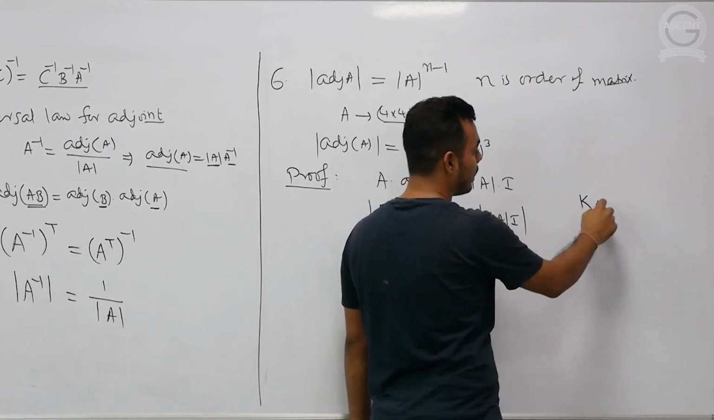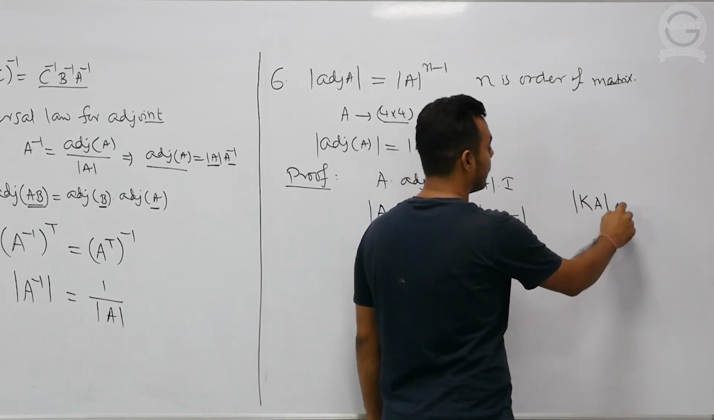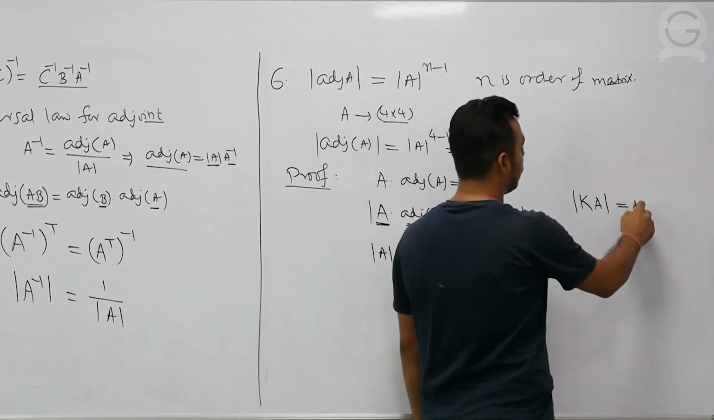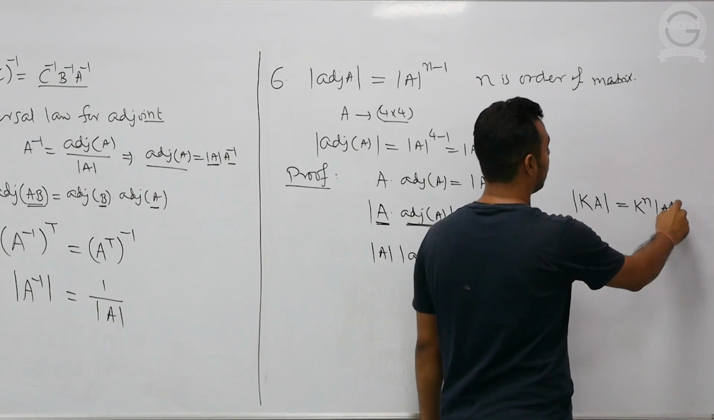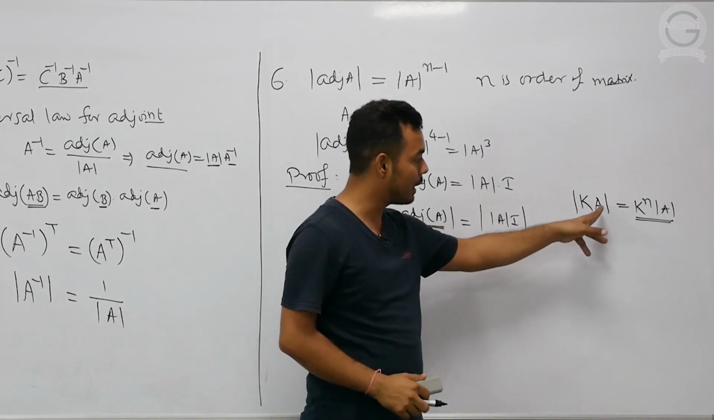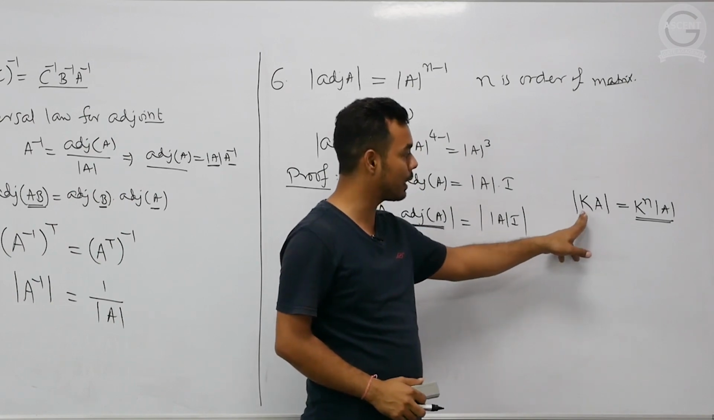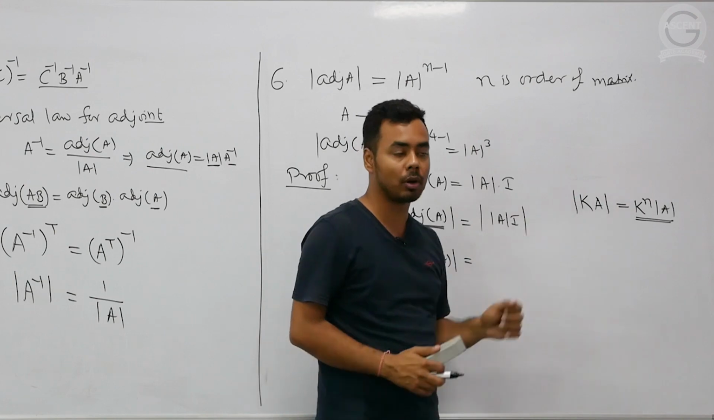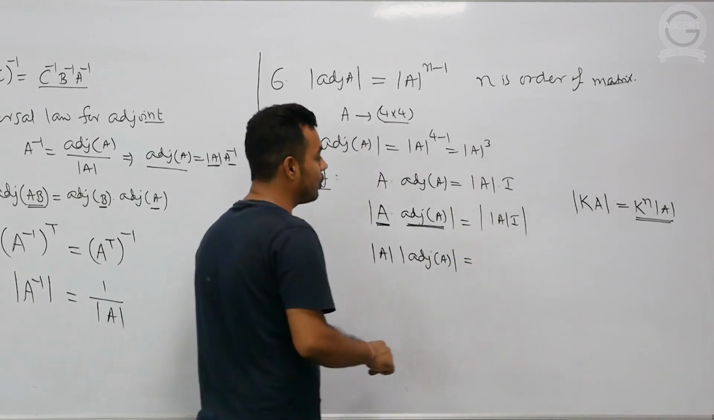If K is some number and A is a matrix, then determinant of K into A will be K to the power n into determinant of A, where n is the order of the matrix, because we had to multiply each element of this matrix A by this number K. And in case of determinant, you can take K common either from a row or column. So here also we have to use the same property.